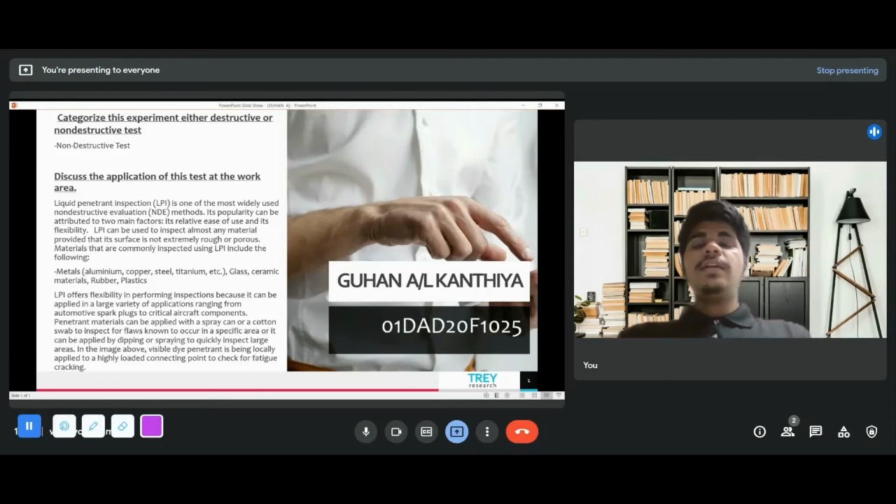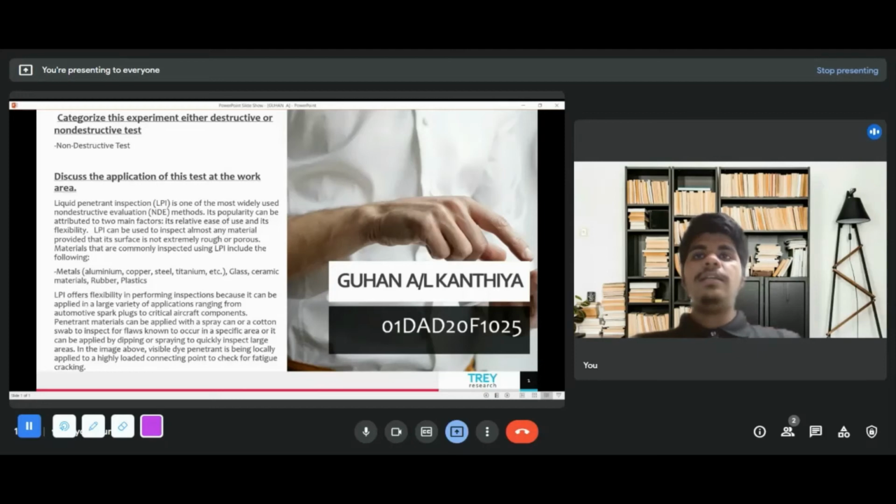Next, we can take a look at the application of the test at the work area. The liquid penetrant inspection, which is LPI, is one of the most widely used non-destructive evaluation (NDE) methods. Its popularity can be attributed to two main factors: the first is its relative ease of use, and the second is its flexibility. Liquid penetrant inspection can be used to inspect almost any material provided that its surface is smooth. If the surface is extremely rough or porous, liquid penetrant inspection can't be done on it.